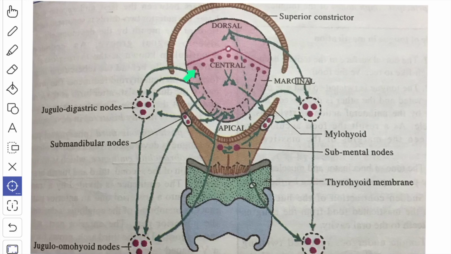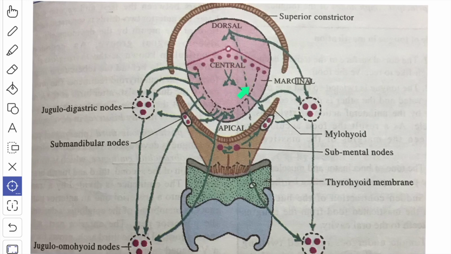The marginal set. The vessels drain the side of the tongue in front of the sulcus terminalis and they terminate as follows. Some vessels drain into the submandibular nodes after piercing the mylohyoid muscle. Some vessels pass deep to the mylohyoid muscle and drain directly to the jugulodigastric and the jugulo-omohyoid nodes.